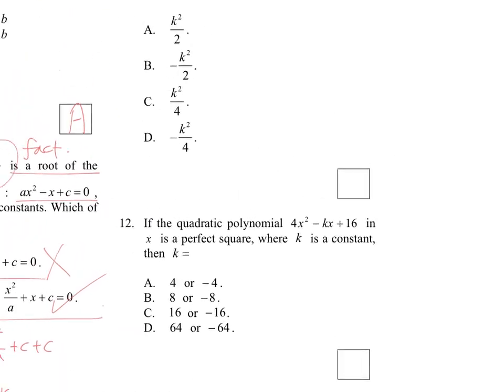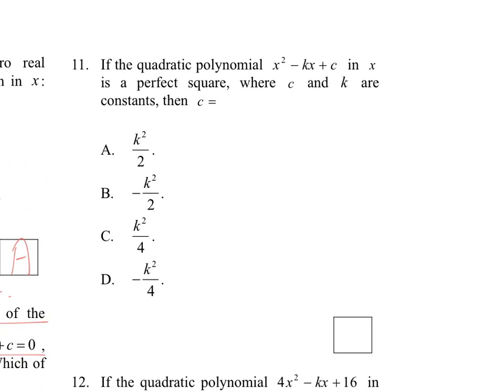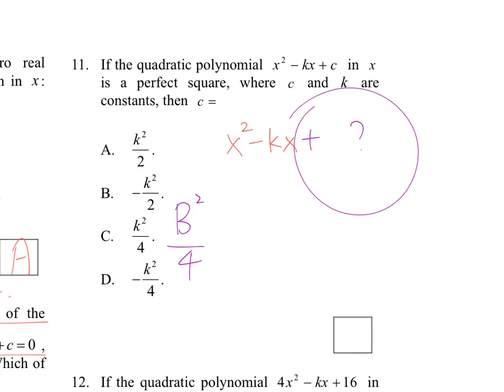Okay, for question 11 and question 12, I think it is not that difficult, but I will still explain this. So we have x squared minus kx. In order to create a perfect square, we add something. What is the rule? What is the thing that we need to add here in order to form a perfect square? The rule is b squared over 4, right? This time, b is negative k. But don't worry, negative k being squared is still positive. So the answer is C.